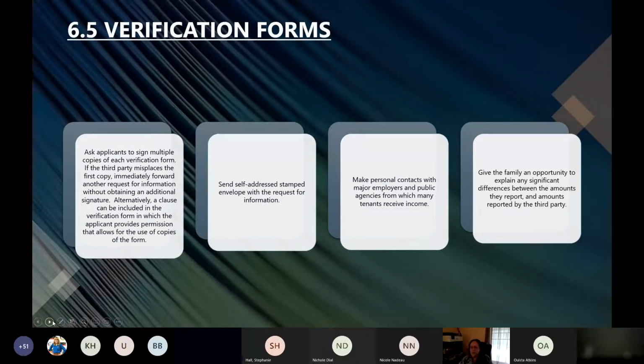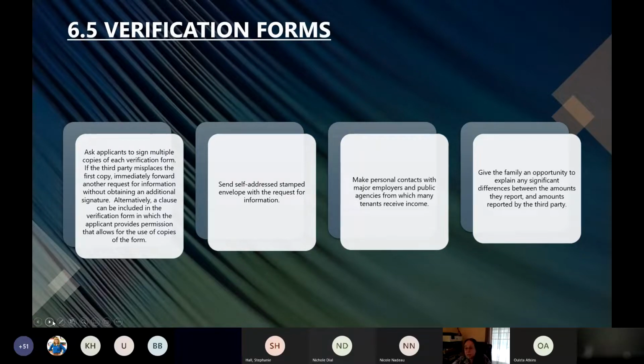And I don't know if I put this in this one, but that standard HUD form that we all use expires in 13 months. And I don't mean the form itself expires, down at the bottom. I mean their signature is only valid for 13 months. So every time they come into your office, during the recert or whatever, make sure they're signing a new form for you. Make personal contacts with major employers and public agencies from which your tenants can receive income. Your casino, or the big employer in town.